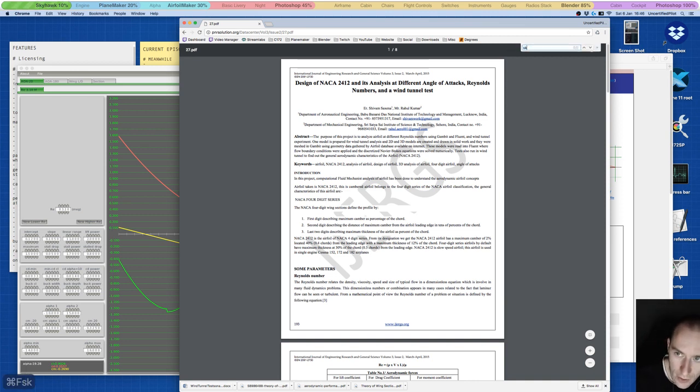Let's search Skyhawk, 172. Yes, here it is. NACA 2412 is a slow speed airfoil. This airfoil is used in single engine Cessna 152, 172 and 182 airplanes.